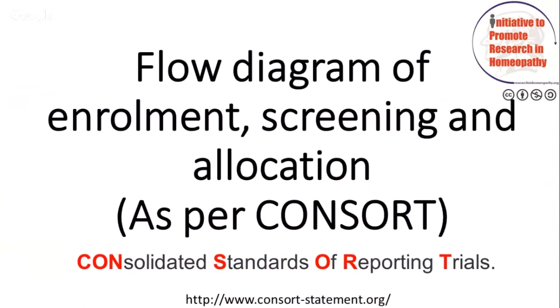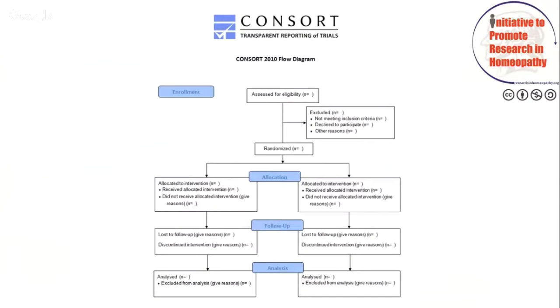Now, as per the CONSORT guidelines, which is the Consolidated Standards of Reporting Trials, available at consort-statement.org, we must put a flow diagram of enrollment, screening, and allocation. This we have discussed in words. If we have this in flowchart form, that becomes easier to comprehend. For example, this CONSORT guideline chart has the enrollment phase, allocation phase, follow-up phase, and analysis phase.